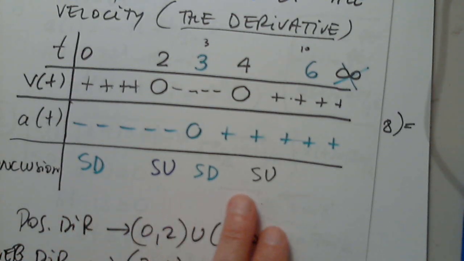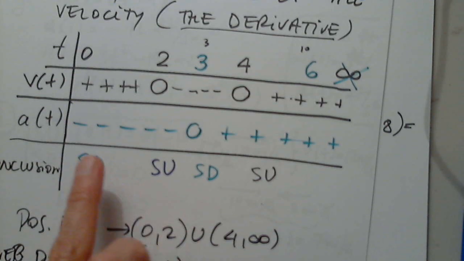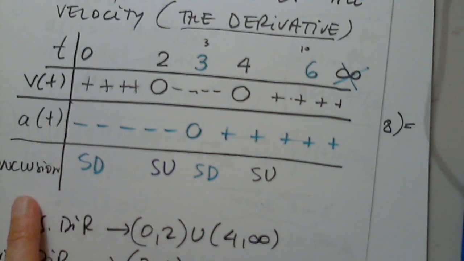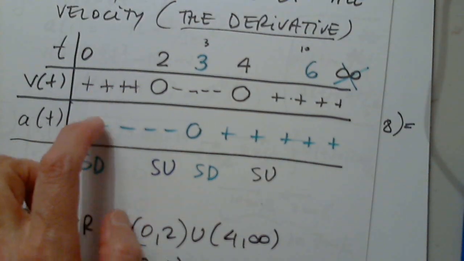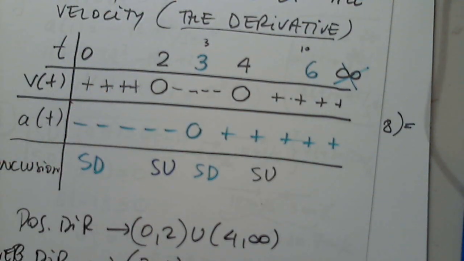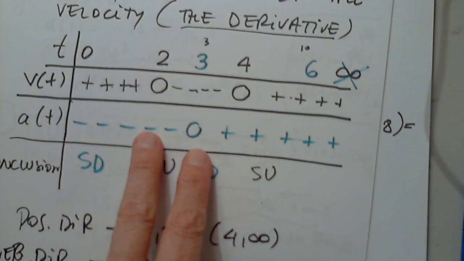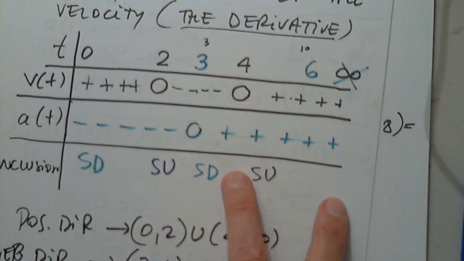So the speeding up and the slowing down is right here in the table. You have to study the sign of the velocity, the acceleration, and then conclusion. So speeding up from 0 to 2? No, slowing down. They're going opposite directions. So slowing down. So it's speeding up between 2 and 3, and then 4 and 6.